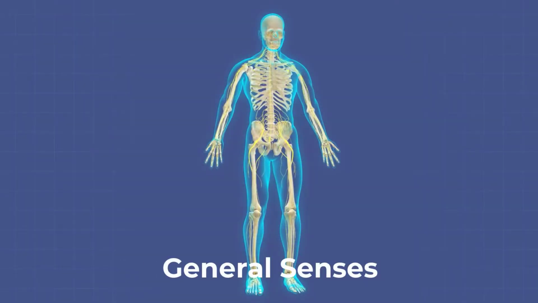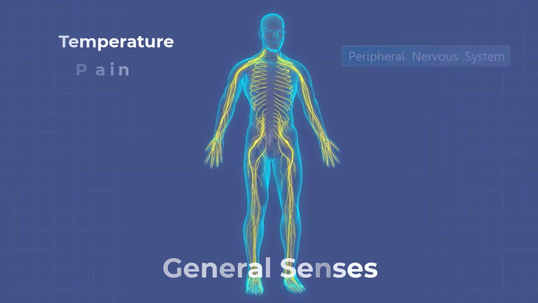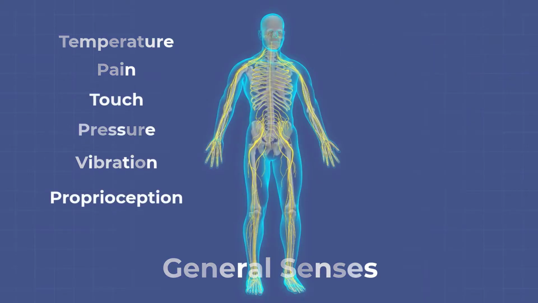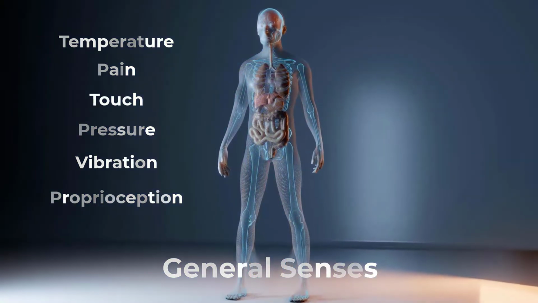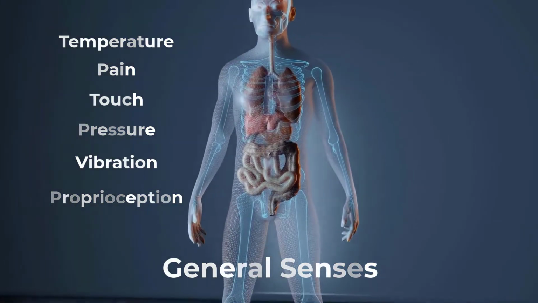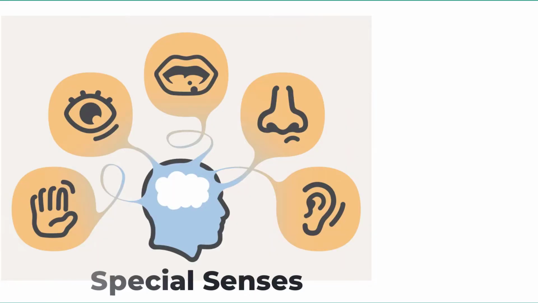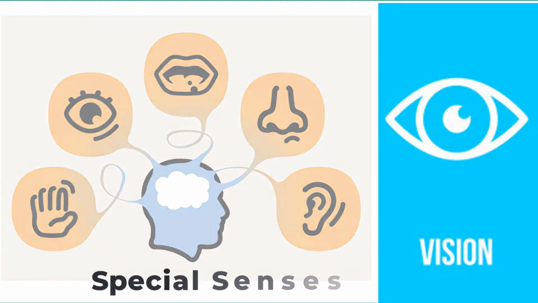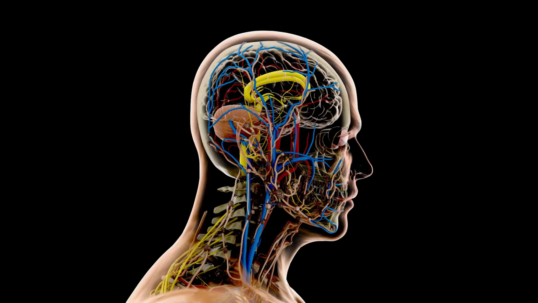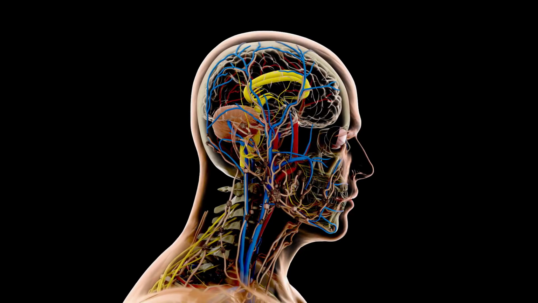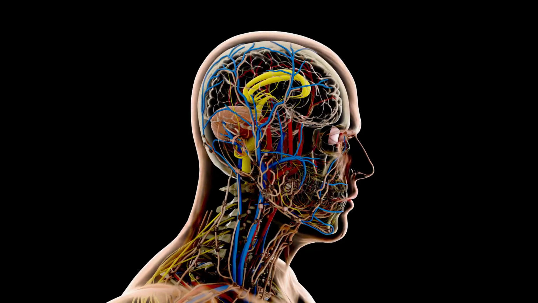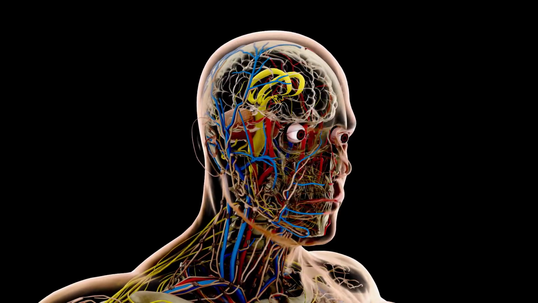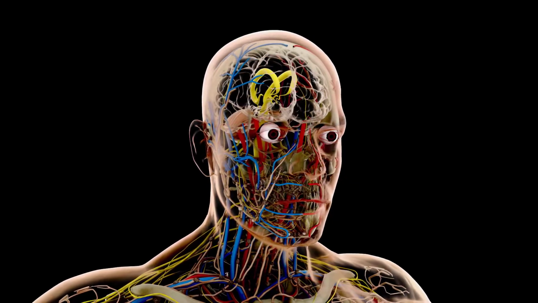General senses refer to sensations of temperature, pain, touch, pressure, vibration, and proprioception or body position. General sensory receptors are distributed throughout the body. The special senses are smell, taste, equilibrium, hearing, and vision. The specialized receptors providing these sensations are structurally more complex than those of the general senses. These receptors are localized within complex sensory organs, such as the eye or ear.